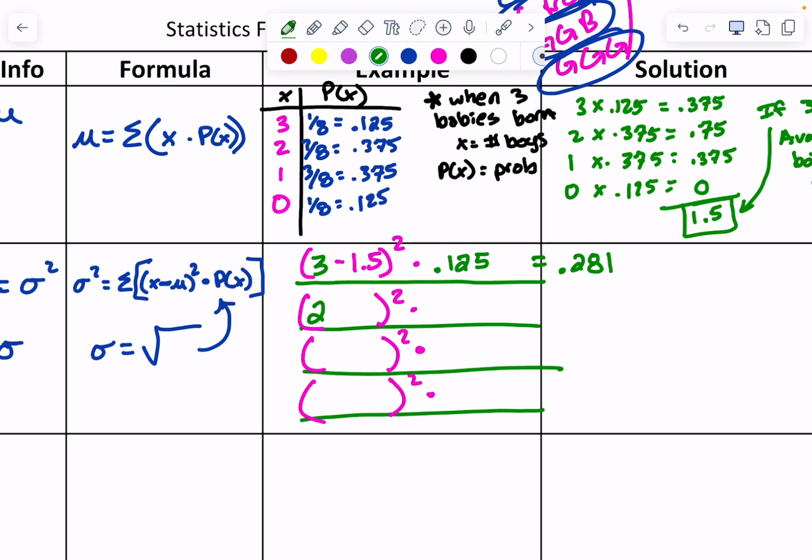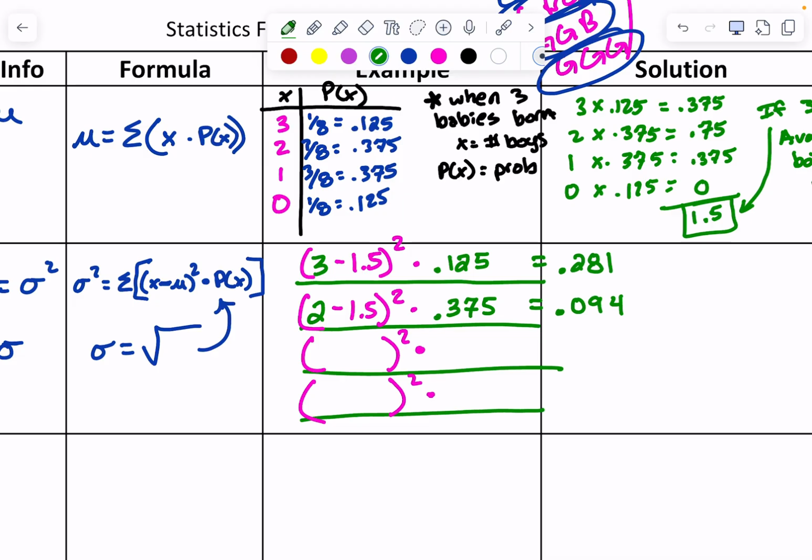2 minus 1.5, still 1.5 times the second p, 0.375. Do we understand where these numbers are coming from? Yeah? I got 0.0937. Let's go 0.094, whatever, it's fine, since we did the first one to 3 decimal places. Same with the next one.